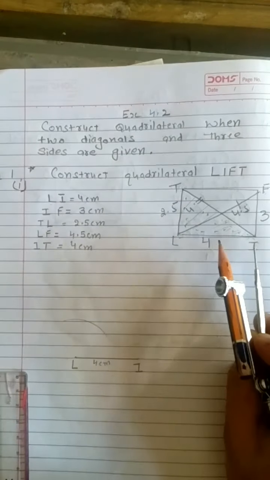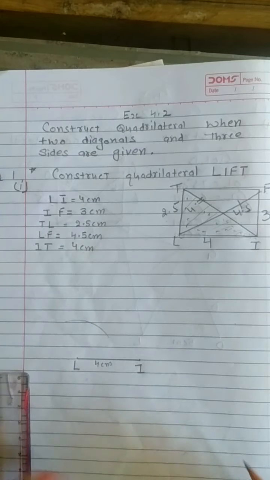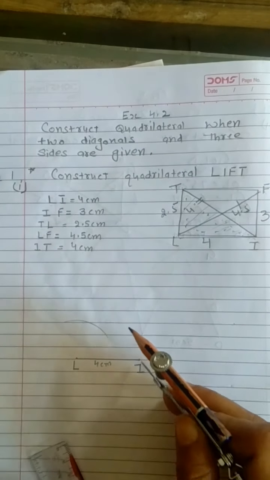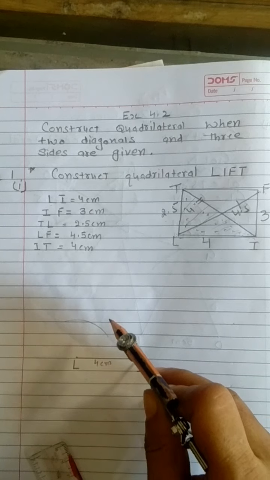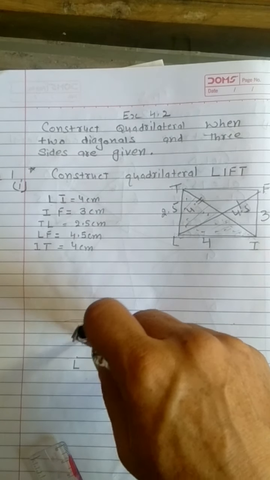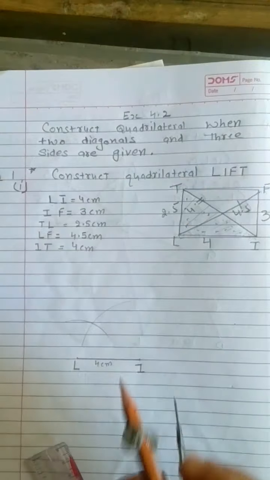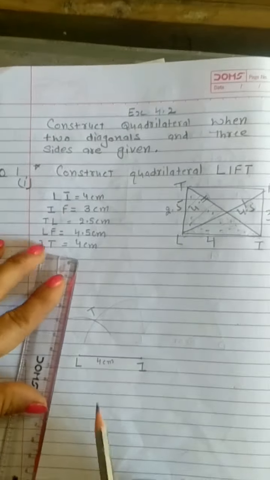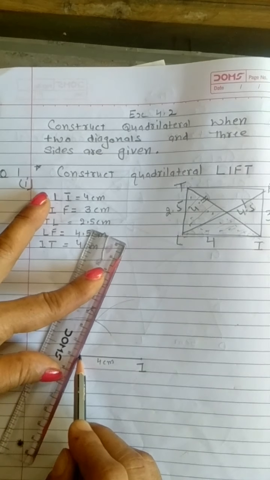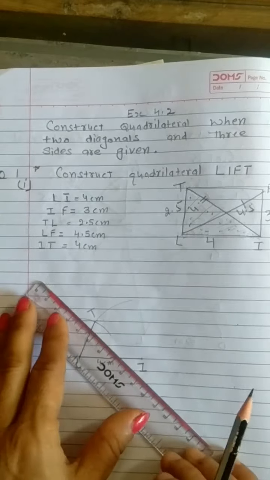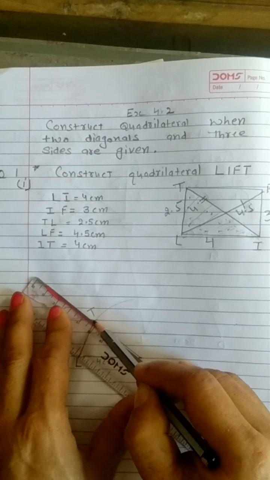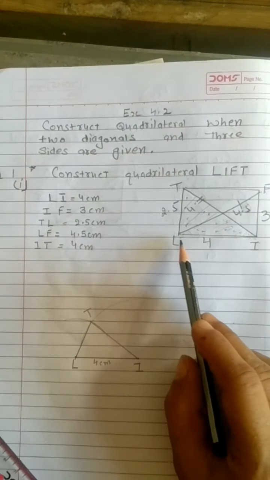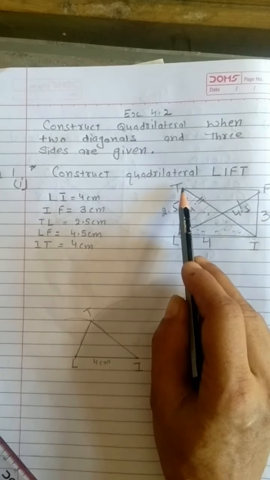Then point T is 4 cm away from I. So measure it 4 cm. Then with I as the center and radius 4 cm, draw another arc which intersects the previous arc and name this point T. Now next step, join LT and join IT. Clear? So in this way, we construct triangle LIT.